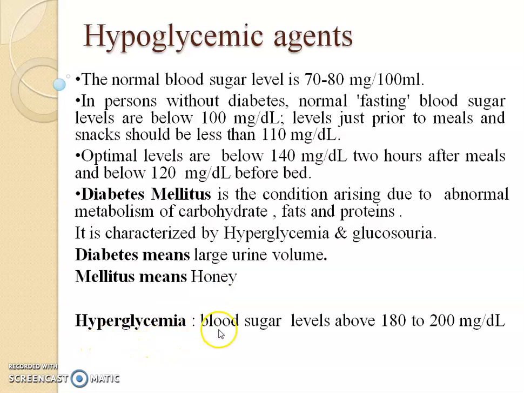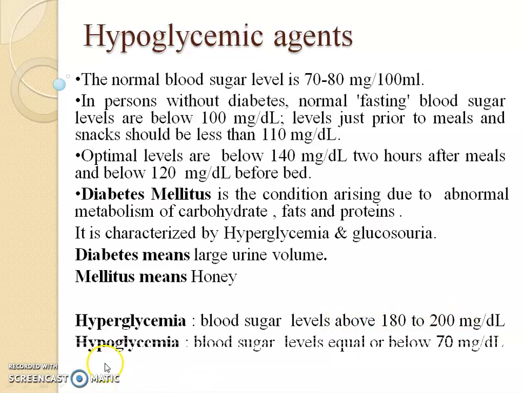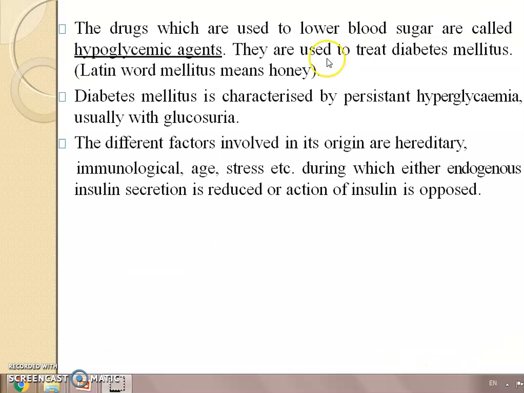Hyperglycemia is the condition in which blood sugar level is above 180 to 200 mg per dl, and hypoglycemia is the condition in which blood sugar level is equal to or below 70 mg per dl.